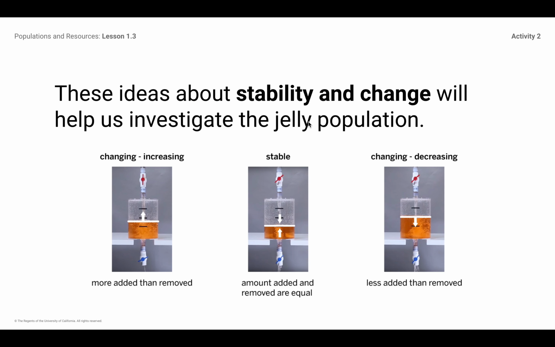Okay, so this is a good slide for you to help understand that the idea of stability and change will help us investigate the jelly population. We know that the jelly population has experienced a population explosion. There's a very rapid increase in the population. And so if it is changing and increasing, it's because more was added than removed. Whereas in a stable population, the amount added and removed are equal. And in a changing population where the population is decreasing, less was added than removed.